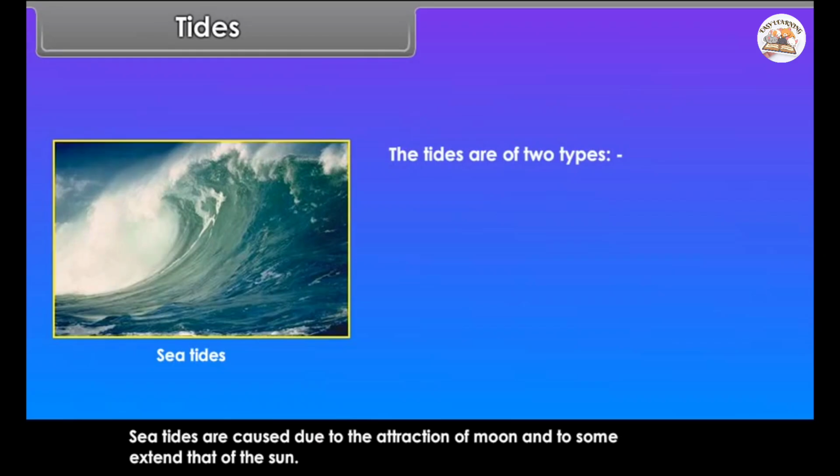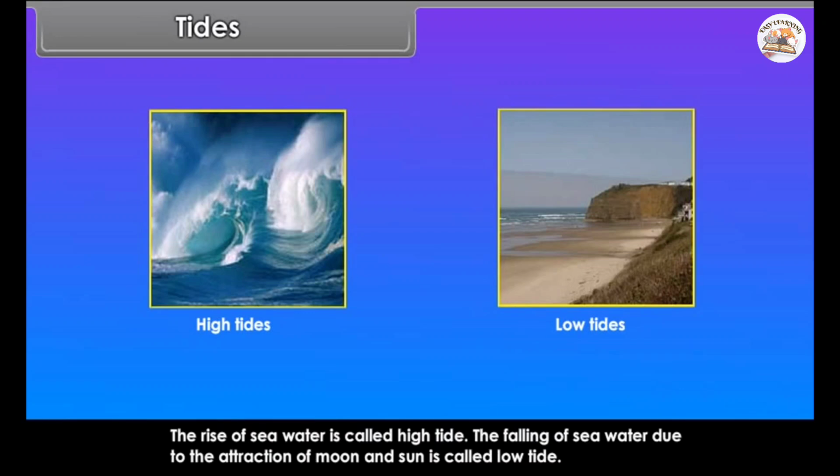The tides are of two types: high tides and low tides. The rise of the sea water is called high tide. The falling of sea water due to the attraction of moon and sun is called low tide.